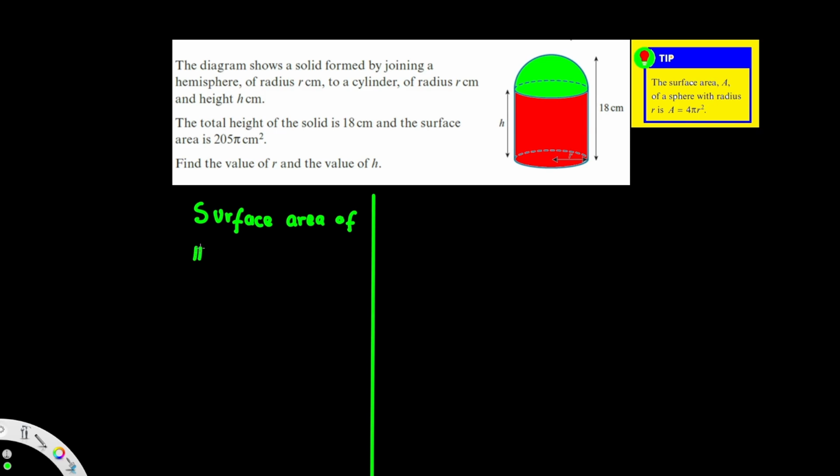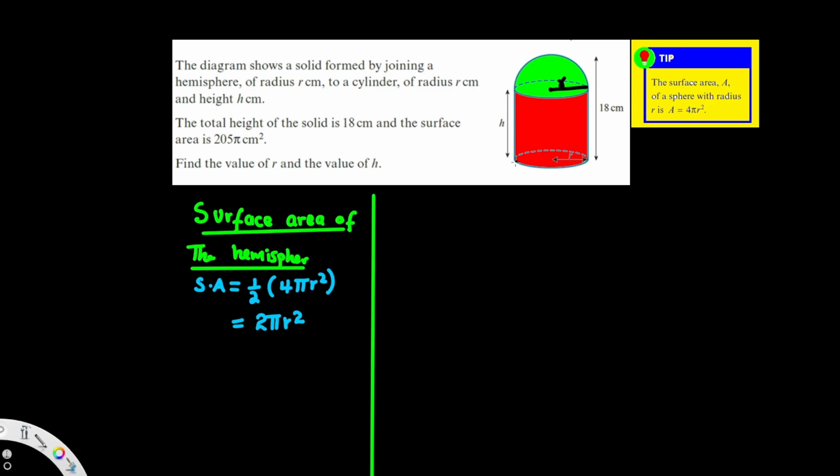Remember, the hemisphere is half of a sphere. Since we know that the surface area of a sphere is 4 pi r squared, then the surface area of a hemisphere is going to be a half of 4 pi r squared, and this is going to become 2 pi r squared. Now that is the surface area of the top part, that is green, for the hemisphere.